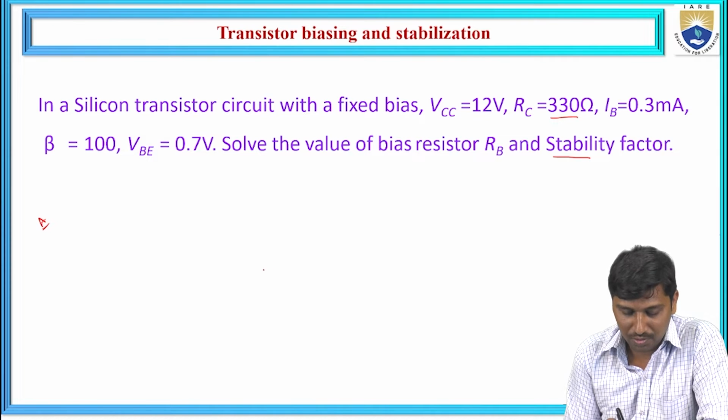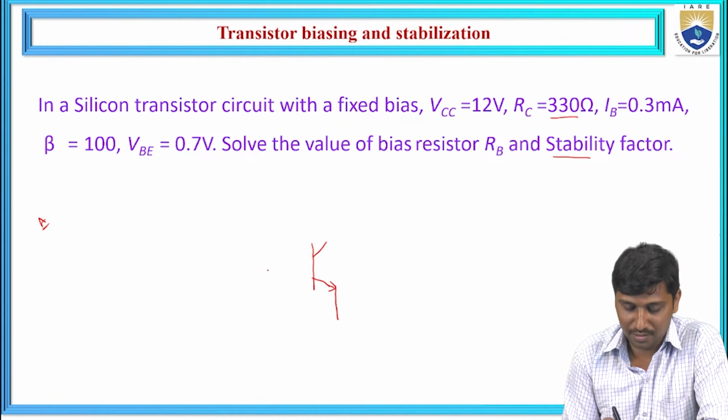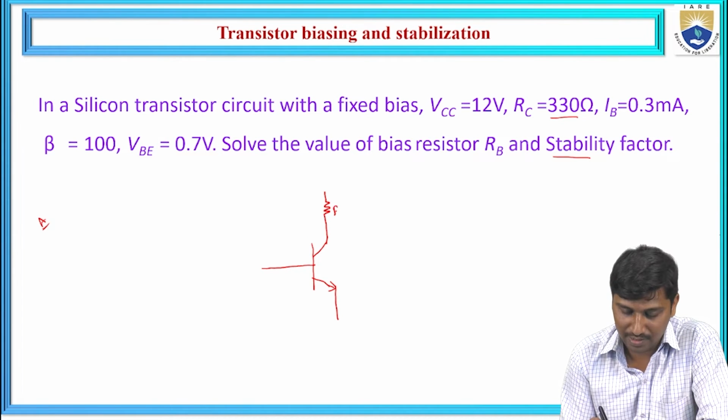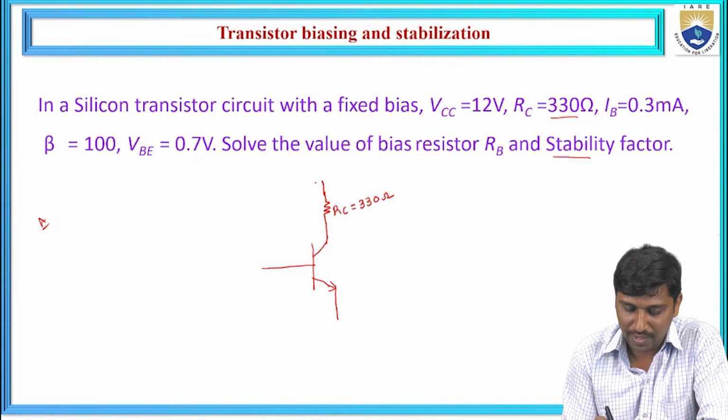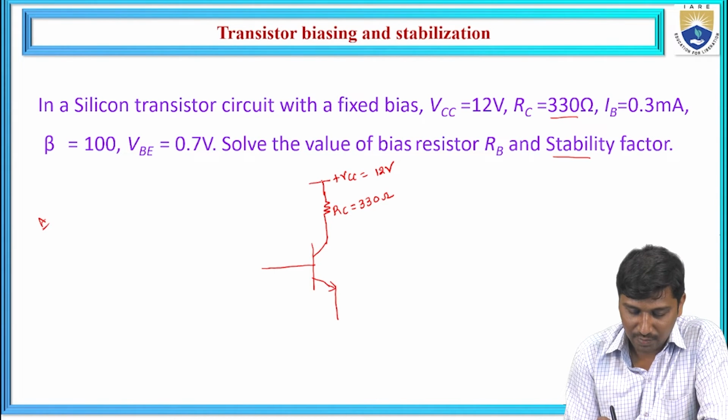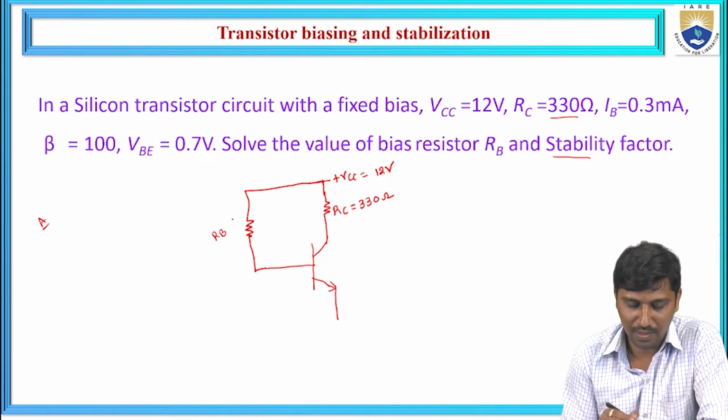First you should draw the circuit. So we are going to use a silicon transistor with a fixed bias. Let us consider a common emitter configuration, and the collector is biased with a collector resistance. In the specifications, RC is 330 ohms and it is biased with a DC source, that is plus VCC, which is 12 volts. Then with the fixed bias, a base resistance is biased from the DC source to the base, and here it is represented as RB.